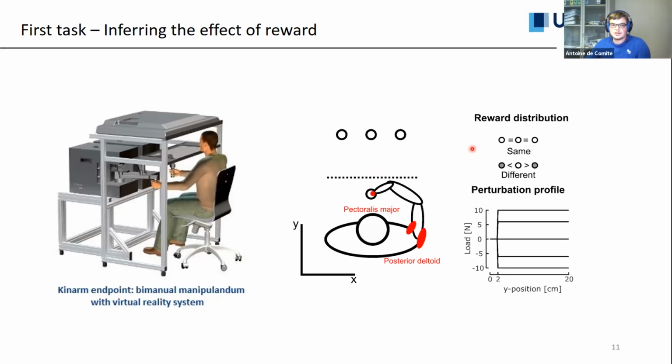And we considered two reward distributions amongst the targets. The first one is one in which all the targets had exactly the same reward, so there were no differences between the targets.